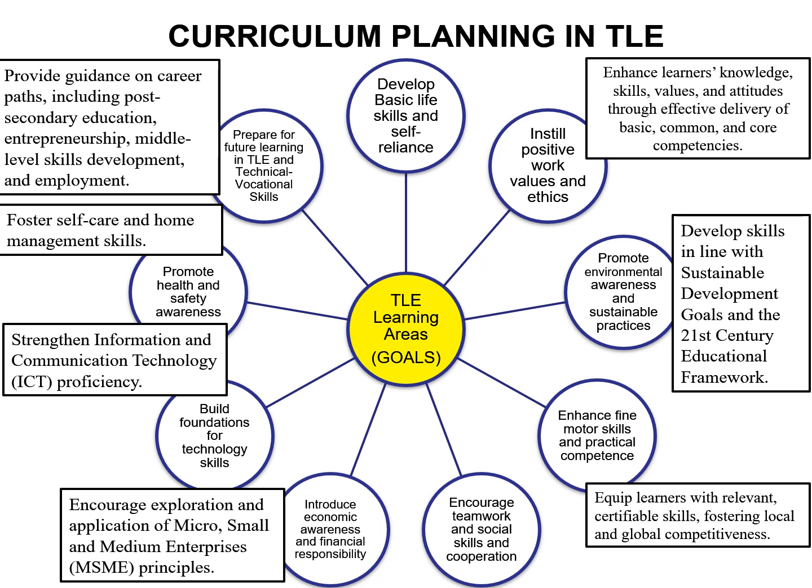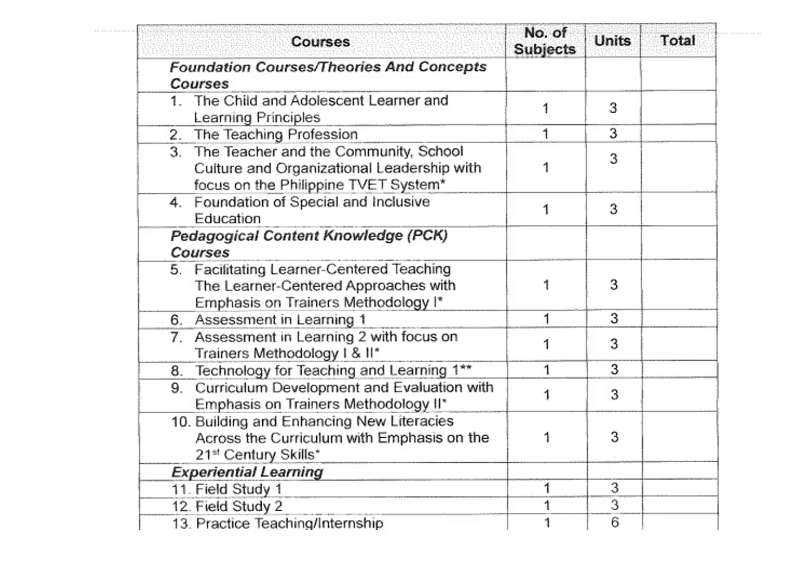So the ones in squares match with all these in the circles. The ones in the rectangle shape are the things that you will see in the MATATAG curriculum for TLE. For example, in this curriculum of the BT LED, you will see developing basic life skills and self-reliance, instilling positive work values and ethics, encouraging teamwork, social skills and cooperation, introducing economic awareness and financial responsibility. There is, for example, building and enhancing new literacies across the curriculum with emphasis on the 21st century. You see, it introduces economic awareness because one of the topics you will learn from building and enhancing is financial literacy.